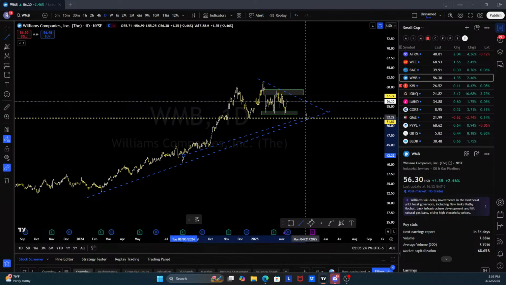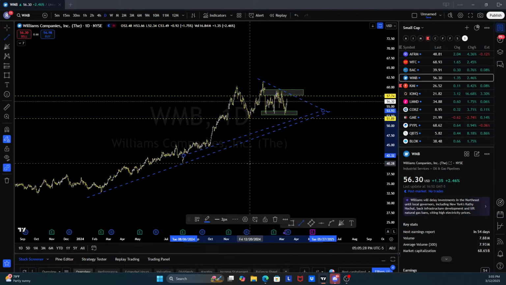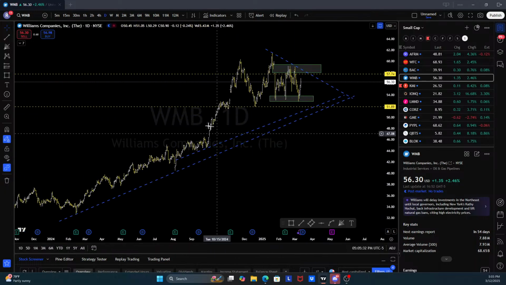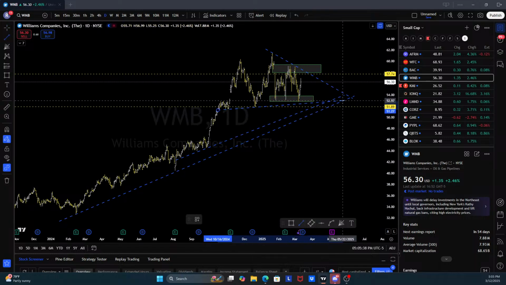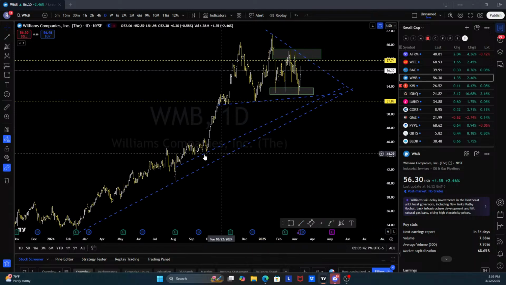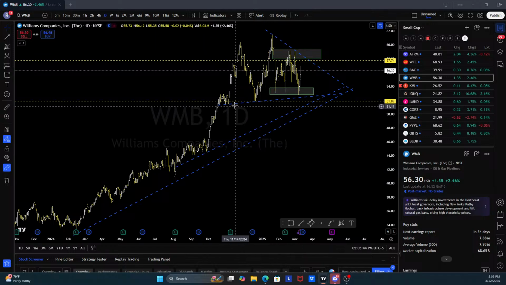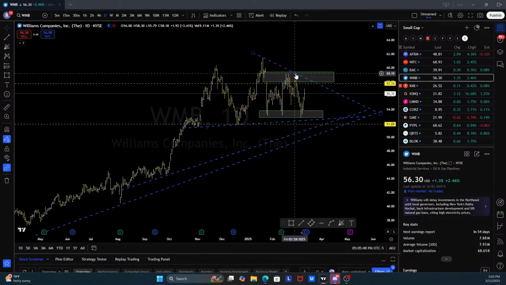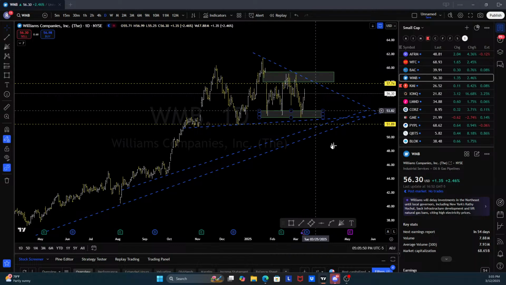So I'm looking on a bigger time frame to see how many different support levels I can find as the prices start to tighten up. Right now, these are all my support levels. I got one right here, one right there, and a third one right here. We got some descending resistance right here.